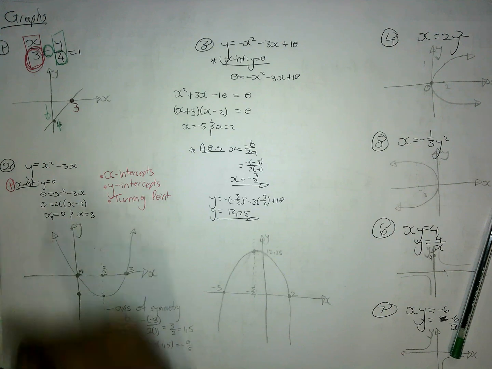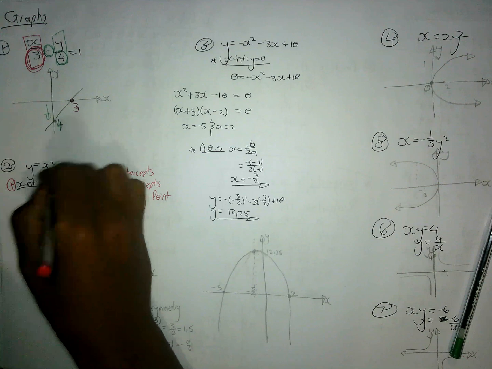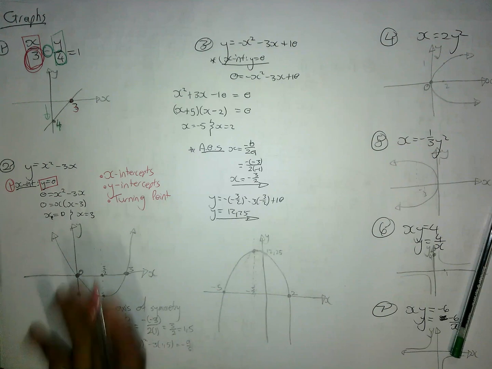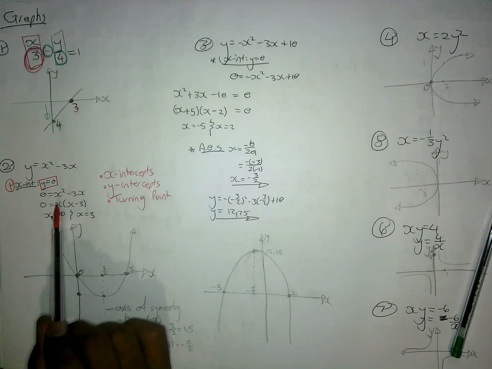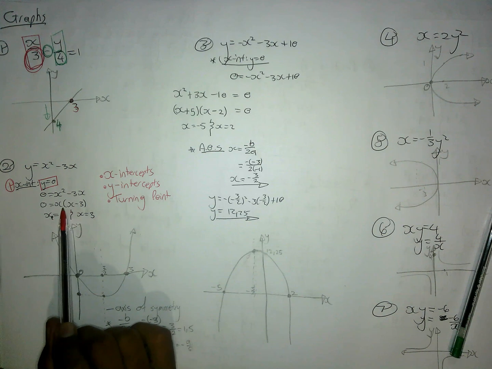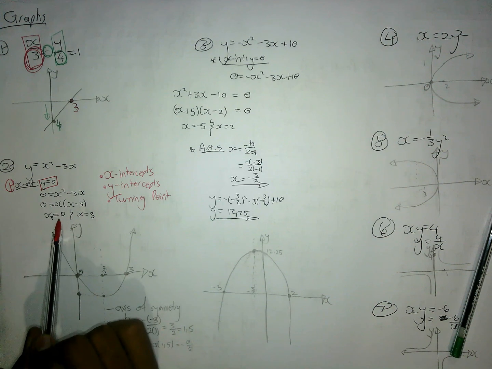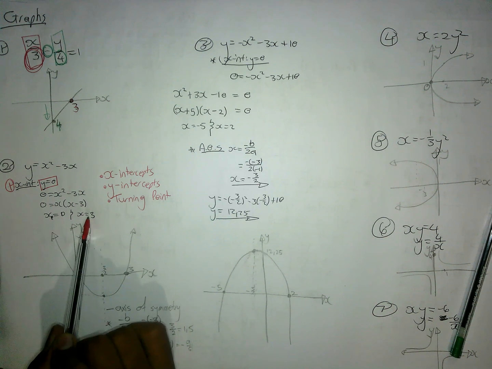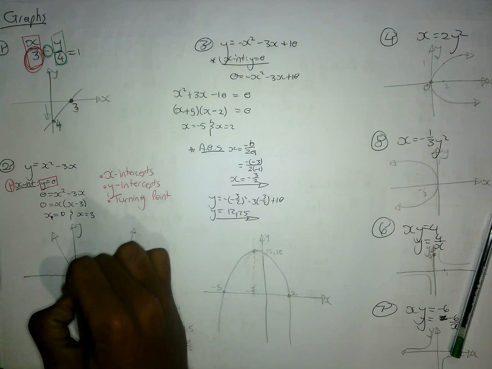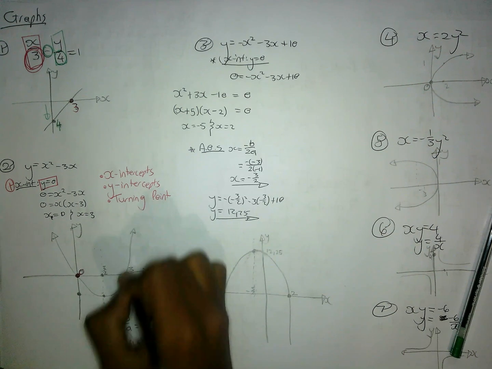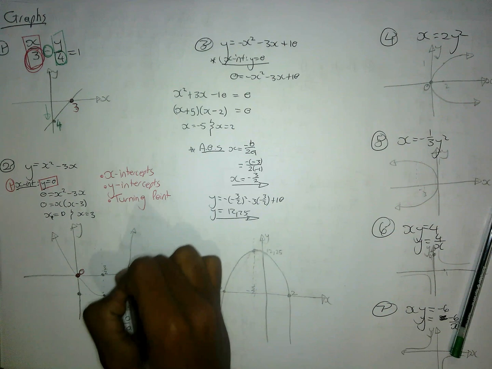For the x-intercepts, you set y equal to 0, basically solving for x. We all know this by now. We factorized, taking the common factor out of x, and x and x minus 3 were our factors. So x equals 0 and x equals 3. That's our x-intercepts, so we plot those points first: 0 and 3.